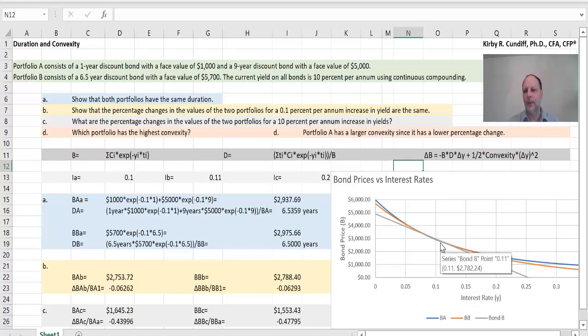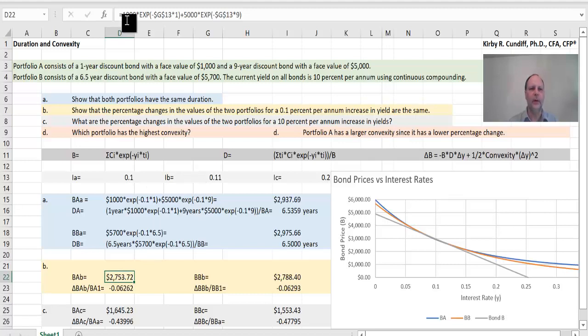If interest rates go up, the bond prices should go down, and since these two portfolios of bonds have the same duration, they should go down by about the same amount. And we will show that here. So this is our initial price of portfolio or bond A. We will recalculate it for the new interest rate, which went from 0.1 to 0.11.